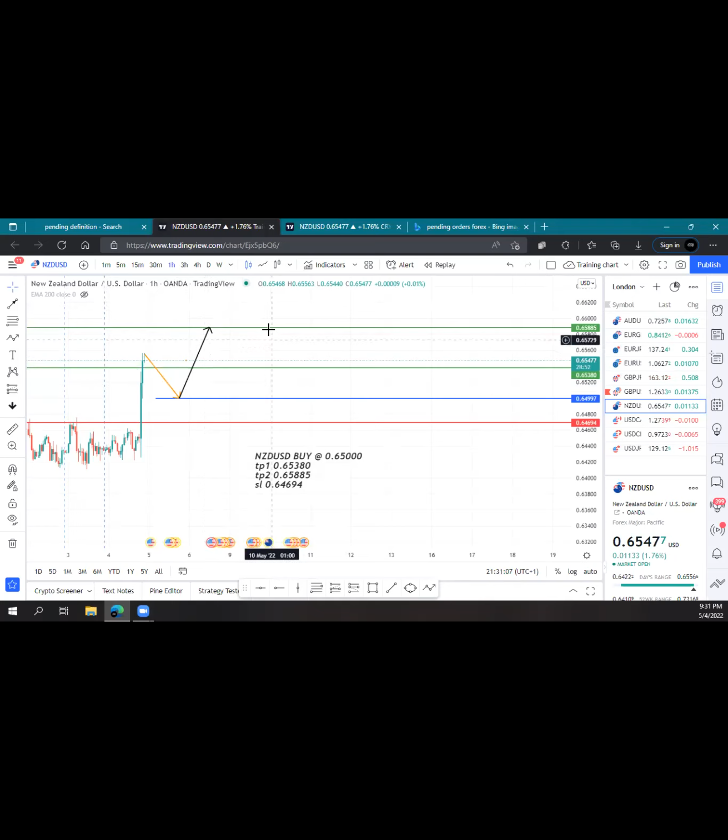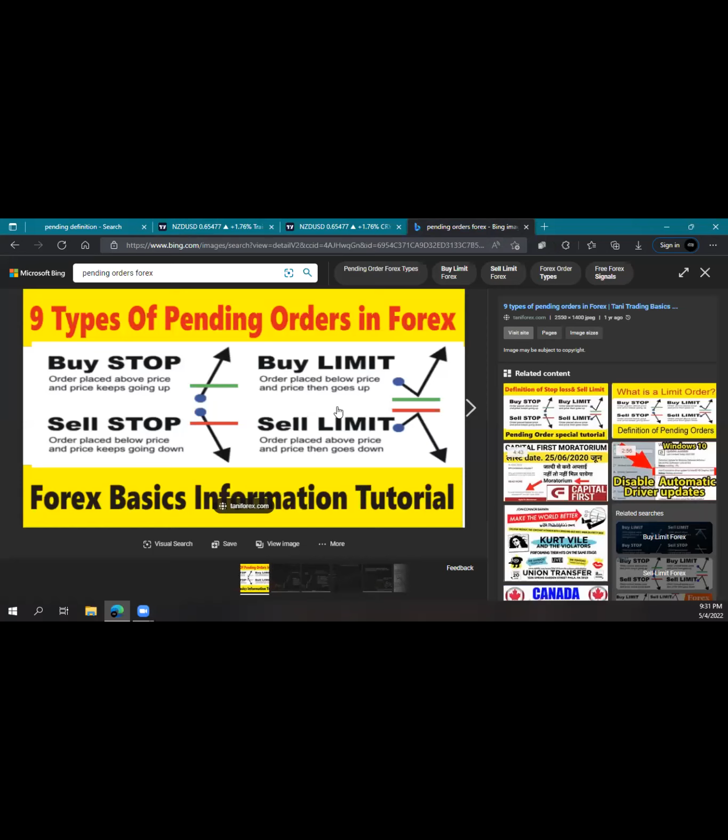One more time, so look at it. Buy limit is an order placed below price, right? The blue dot is the market price, the current price of the market you're looking at. I said NZD/USD. This is the current market price. Look at it this way. Let me do it over here, so that we don't get confused.